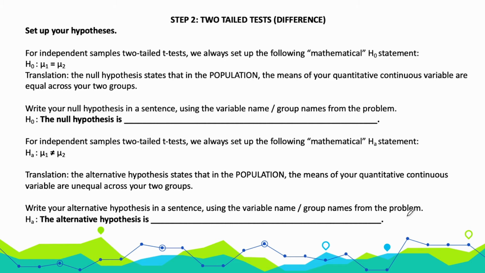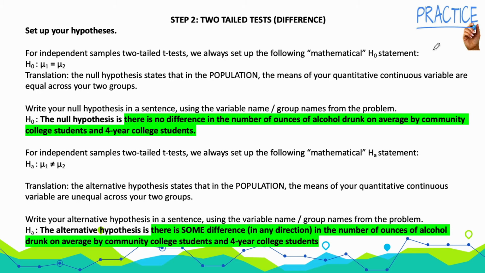Again, you're going to want to write your alternative hypothesis in a sentence using the variable name and group names from the problem. I've done that using our practice problem. Let's take a quick peek. Our null hypothesis would be that there is no difference in the number of ounces of alcohol drunk on average by community college students and four-year college students. Our alternative hypothesis doesn't say who or what group will drink more on average. We're just going to say that there is a significant difference between the alcohol drunk between two groups. The alternative hypothesis is there is some difference in any direction in the number of ounces of alcohol drunk on average by community college students and four-year college students.